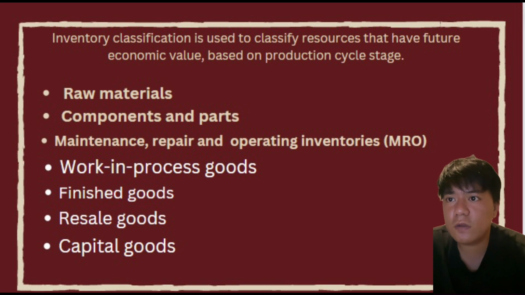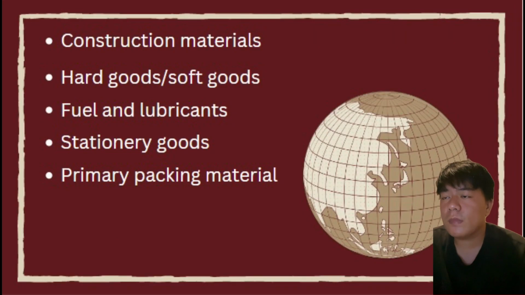In the next page, inventory classification is used to classify resources that have future economic value based on production cycle stage. So we have here first raw materials, components and parts. The next is maintenance, repair, and operating inventories, MRO. Then the next is work in progress goods and finished goods and recycled goods, and lastly capital goods. Then the next is construction materials, hard goods, soft goods, and the next is fuel and lubricants, and the next is stationery goods, and lastly we have here primary packing materials.